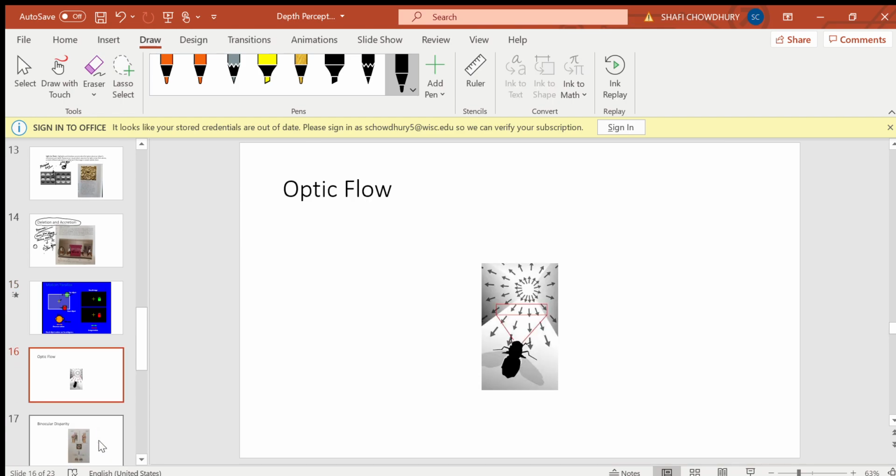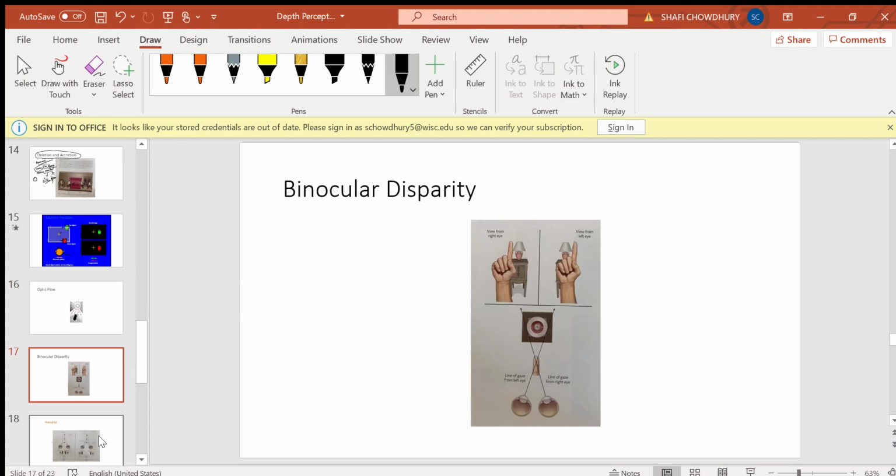Optic flow, we already talked about that. Now, binocular disparity is the binocular cue. This is the only binocular cue, and as I told you, it could be horizontal, and your brain processes horizontal cues better than vertical, because we walk on the surface of the earth horizontally.